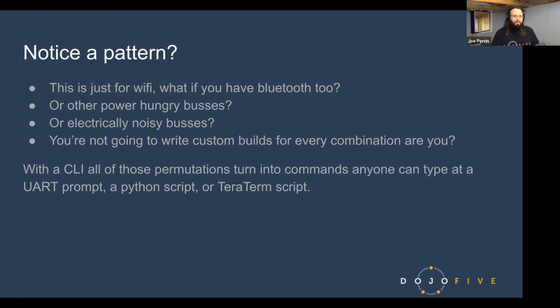And then the problem is like, okay, what if you don't just have Wi-Fi? What if you have Bluetooth or Wi-Fi, Bluetooth, GPS? Now you have all these permutations and you're going to start generating a lot of builds, or you just need to make sure that your CLI hooks say, I can turn Wi-Fi on max transmit.